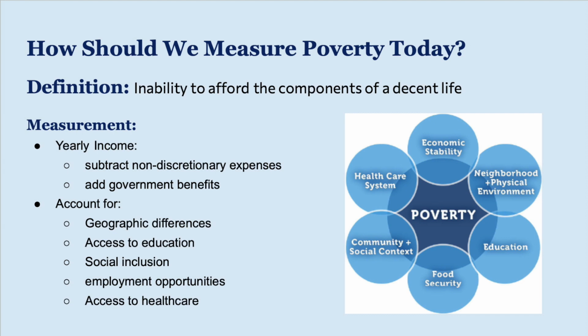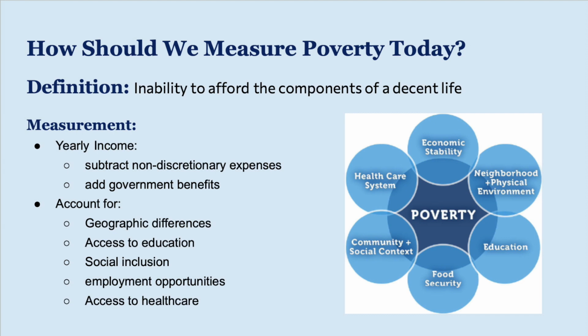We believe poverty should be measured primarily monetarily, looking at a household's income but subtracting non-discretionary expenses such as taxes, adding in non-cash government benefits, and taking into account the effects of geographical differences, access to education, social inclusion, and employment opportunities. These ideas are primarily a combination of ideas present in the supplemental poverty measure and the capabilities approach.